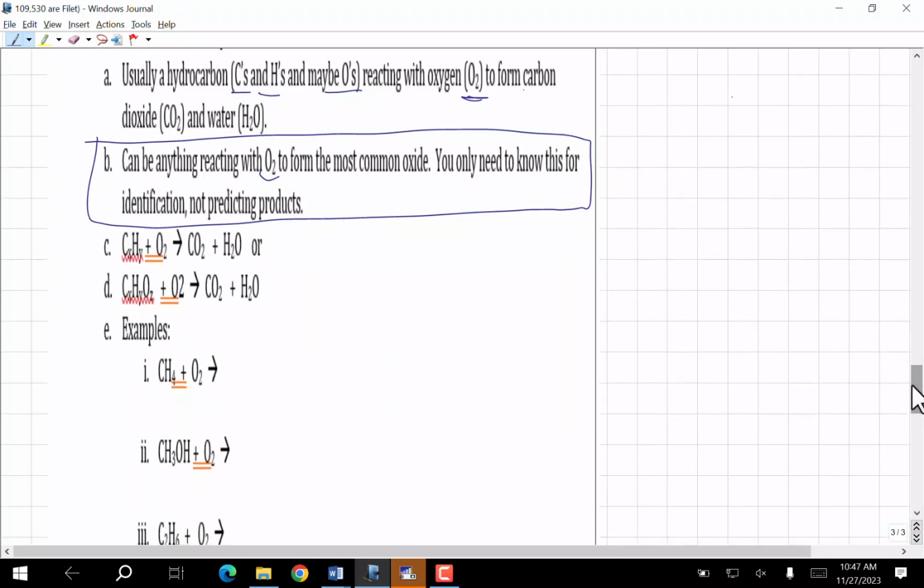So let's take a look. I've got C's and H's plus O2, and I make CO2 and H2O. That's combustion. C's and H's and O's plus O2.